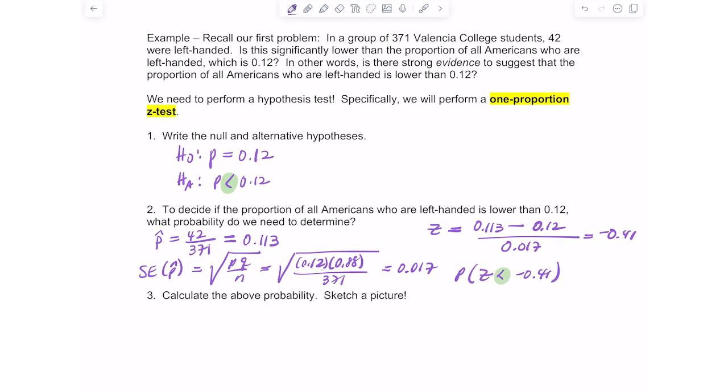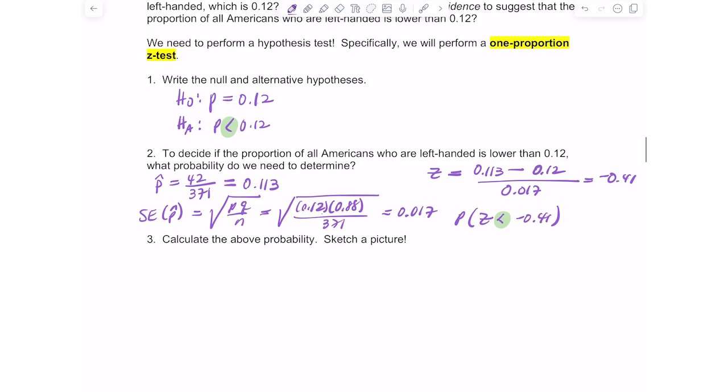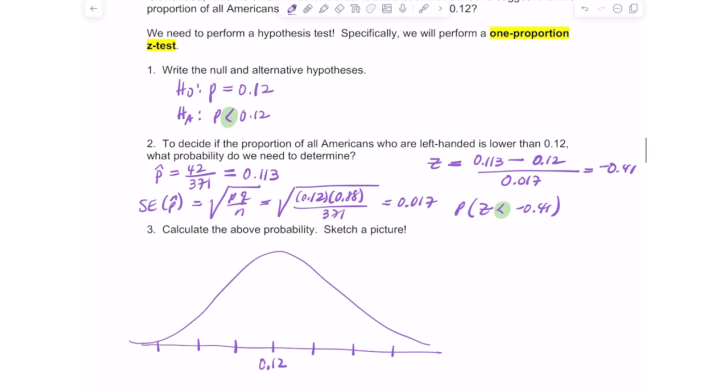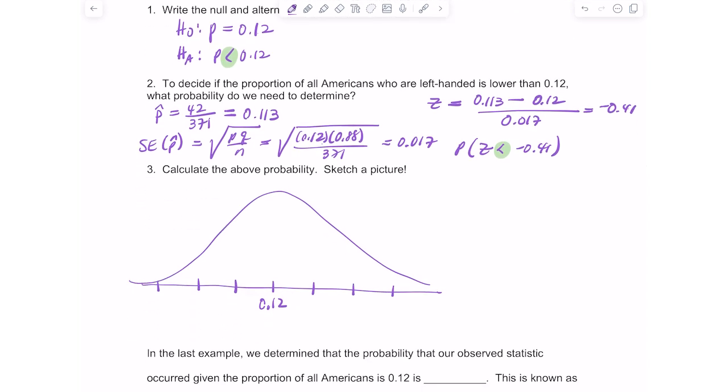Okay, so picture the normal model now. We know that the mean, which is your population proportion of 0.12, goes in the middle. And then you can add 0.017 to each of the values starting with 0.12 and then subtract. So if I add 0.017, you get the following numbers. And then if I take 0.12 and subtract 0.017 and keep doing that, you get these following numbers.